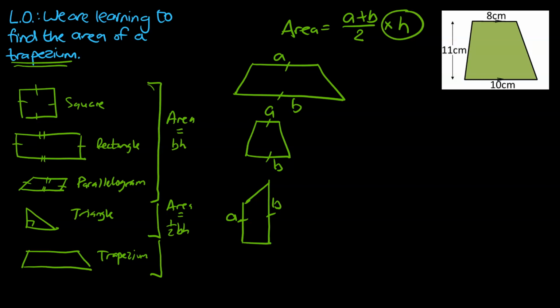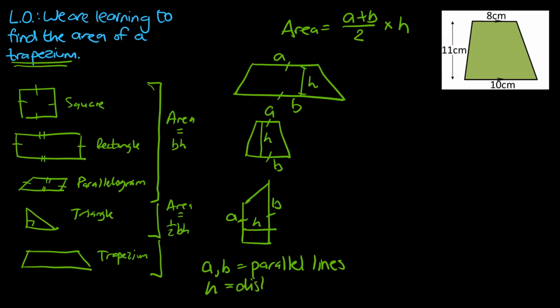The other bit of information we need is how tall or how high our shape is. That is always represented by the height, or the distance between A and B. In this case, because A and B are sideways, the height also goes sideways. Just to recap, A and B are the parallel lines, and H is the distance between the parallel lines. Hopefully that's beginning to make sense. So that's how we look at the shape.